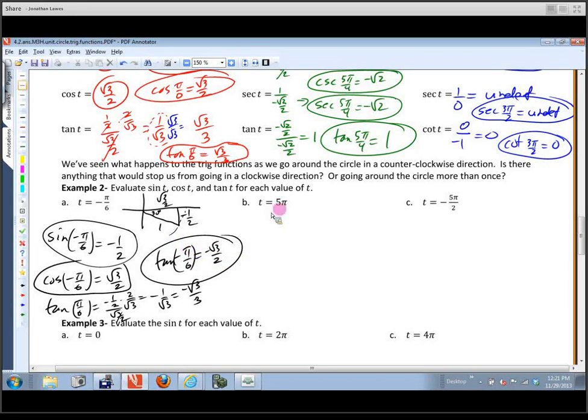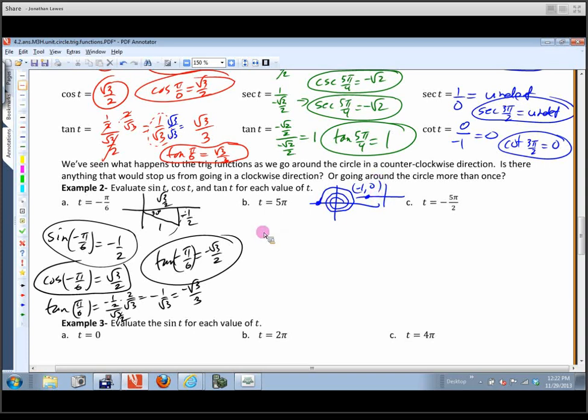Now let's take a look at this next one. For this next one, we're going to go around the circle. Let's see, 5 pi. There's 1 pi, 2 pi, 3 pi, 4 pi, and 5 pi. So we're going to end up right here. Again, 4 pi is twice all the way around the circle, and we end up right here, okay? So we're on the unit circle, and we're right here. This would be negative 1, 0.